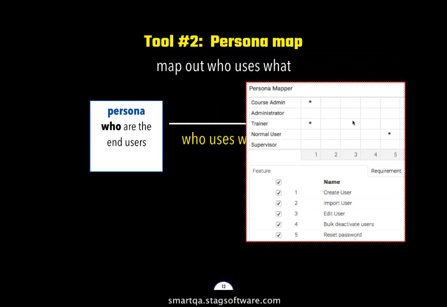And what this really becomes is really this little table, if you will. And here, as you see, on the y-axis is the various personas. On the x-axis, the various, in this case, features. So I'm mapping who uses what features. So when I put a star, it simply means that the course admin uses create user, and so on. And this is the first map.